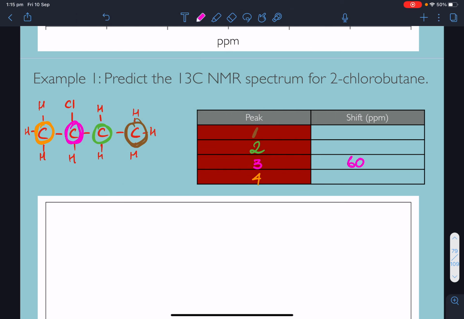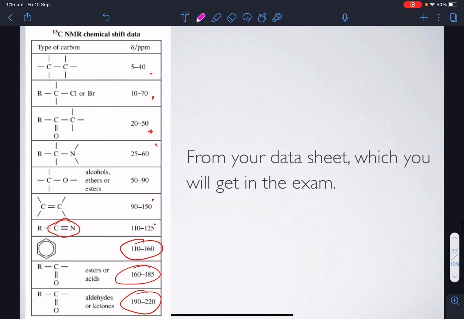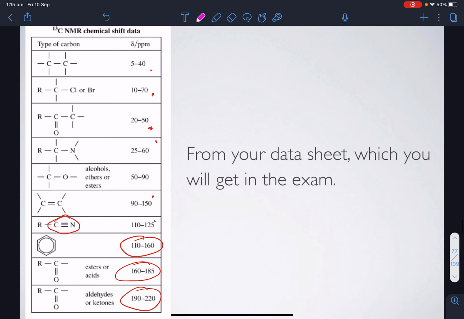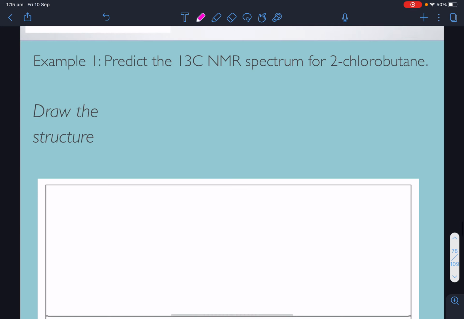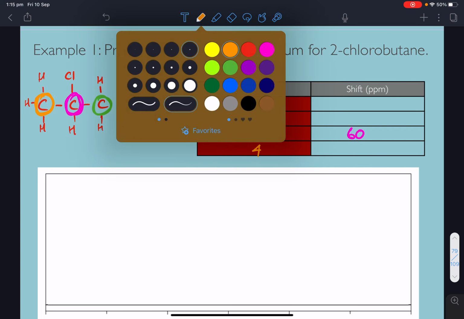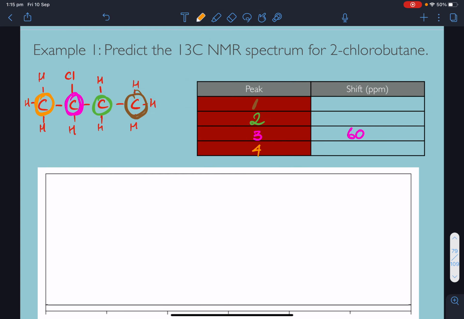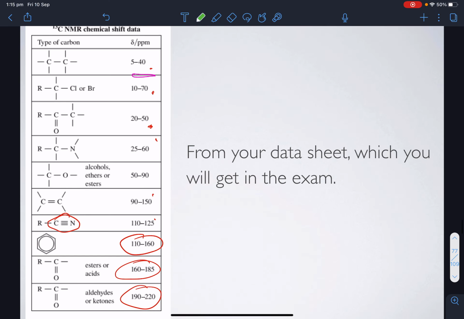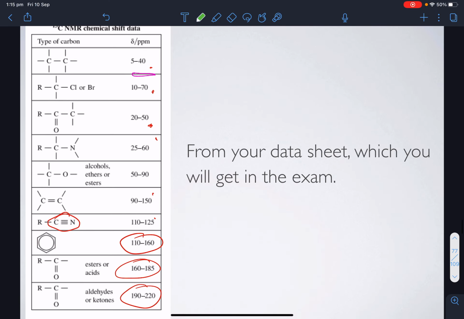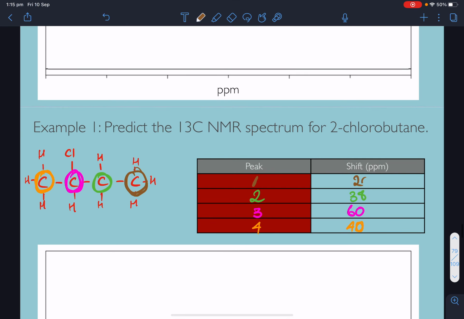So the orange one on the end should be pretty downfield for what it is. It's a CH3 on the end, but see how the range says 5 to 40? It should probably be, let's do it at about the 40, because it's right near that chlorine. And we'll do the green one the same-ish. We'll call that 38. And that brown one should be further down. Let's do it halfway in that range, so about 20. Just making it up, that's okay. It's just an estimate. So we'll do it at about 20.